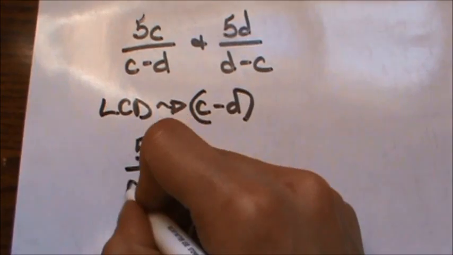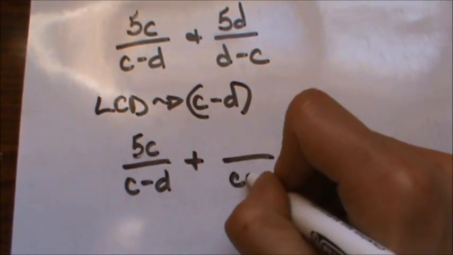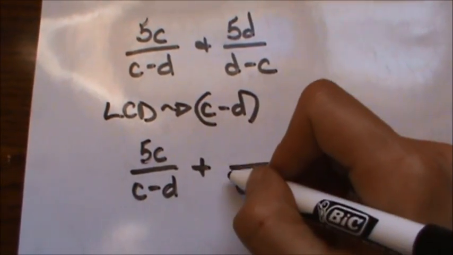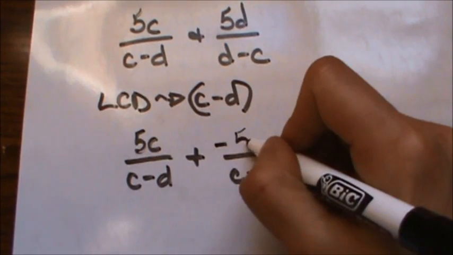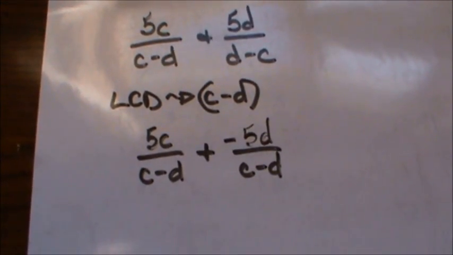That means if I want to rewrite that denominator as c minus d, I can think of it as the opposite of that. I'm going to multiply top and bottom by a negative, and now they have common denominators.